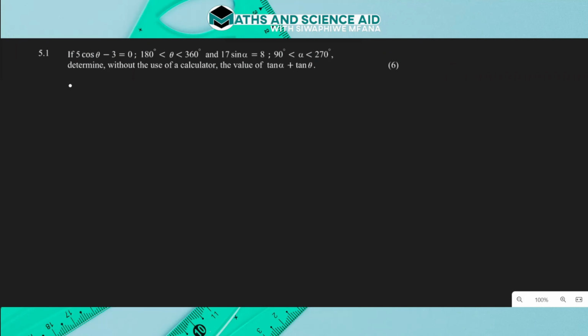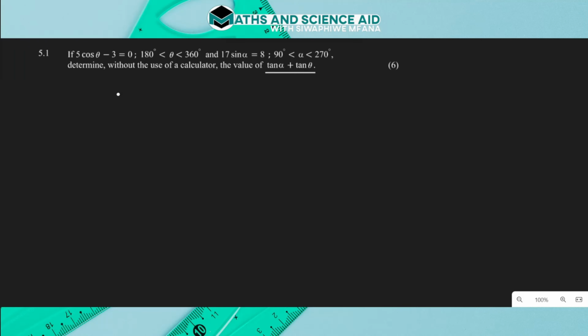So question 5.1 goes as follows. If 5 cosine theta minus 3 equals 0, such that theta is greater than 180 degrees but less than 360 degrees, and 17 sine alpha equals 8, such that alpha is greater than 90 degrees but less than 270 degrees. Determine, without the use of a calculator, the value of tan alpha plus tan theta.